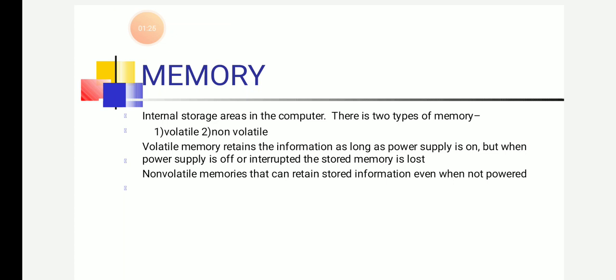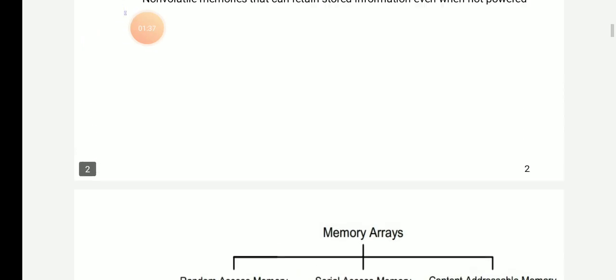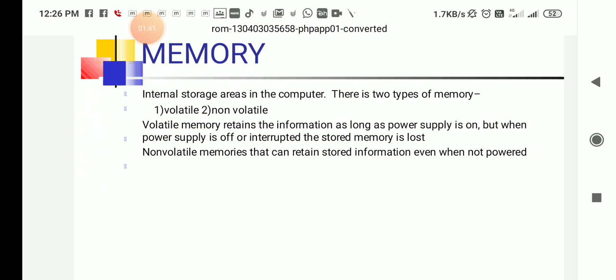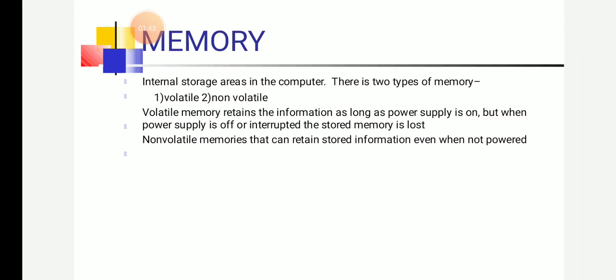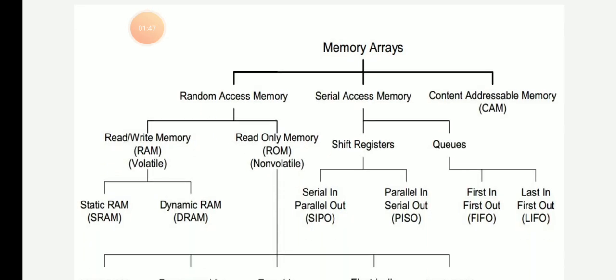So what is that called? RAM, that is the random access memory. Okay, you can say that also. Non-volatile memory can retain stored information even when not powered. So what is that called? ROM, read only memory.